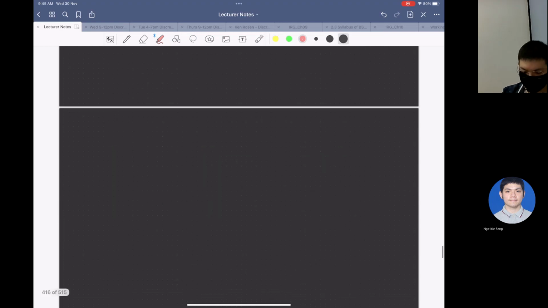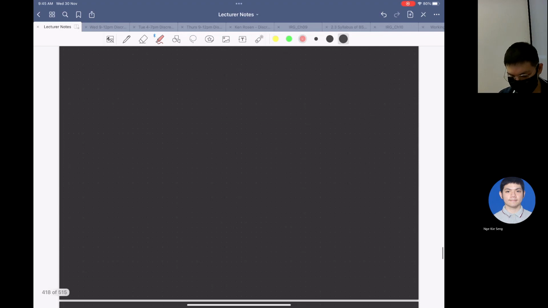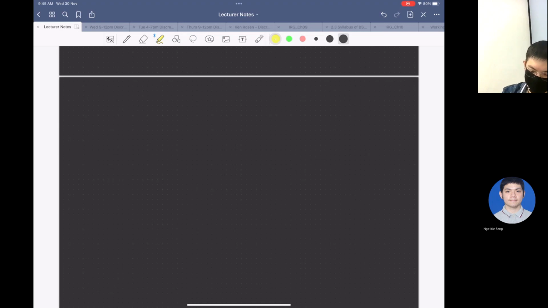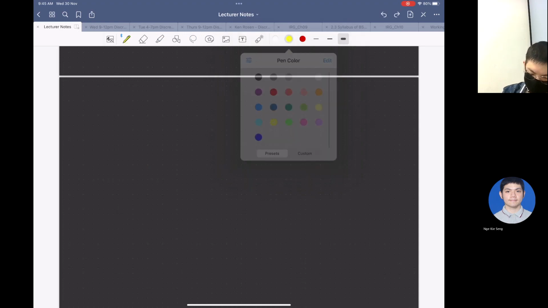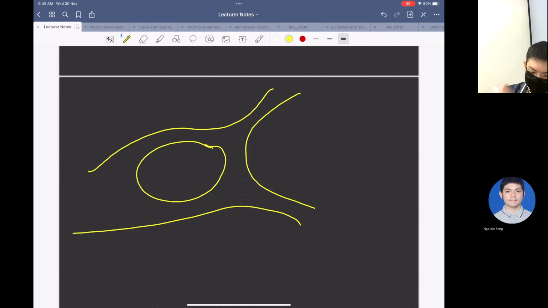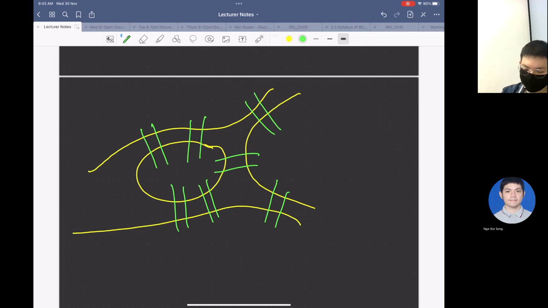Okay, so where's the bridge? Maybe we come back to the bridge question again. We got a town with 3 pieces of land, and then we built 7 bridges across them. So is there an Euler circuit on this town? How do we solve this?